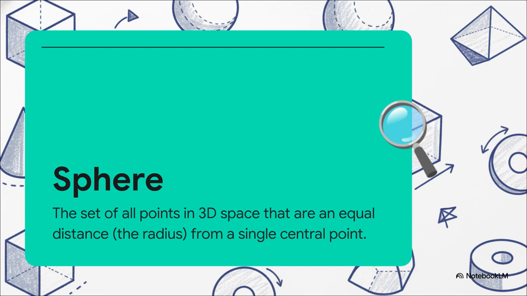Now imagine every single possible direction from that point, and you place another point exactly the same distance away, let's say 5 inches. The infinite collection of all those points you just made, that forms the perfect surface of a sphere. And that 5-inch distance, well, that's what we call the radius.